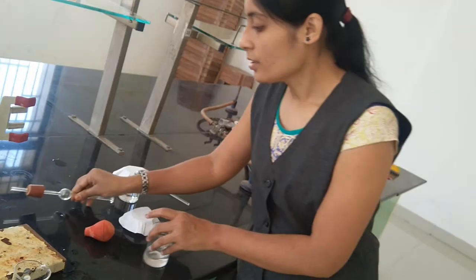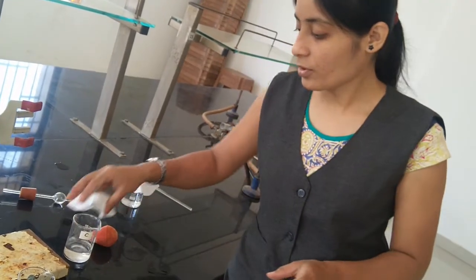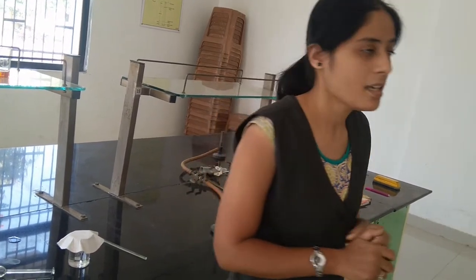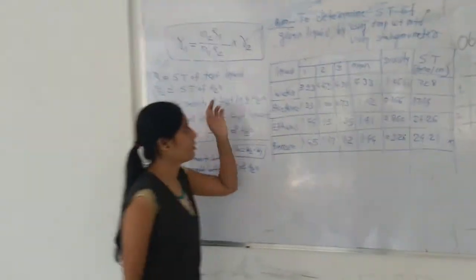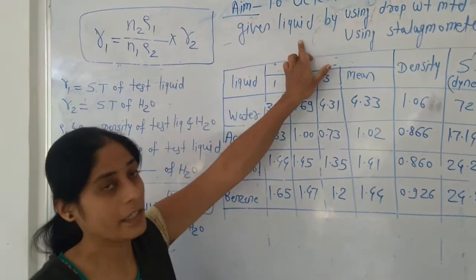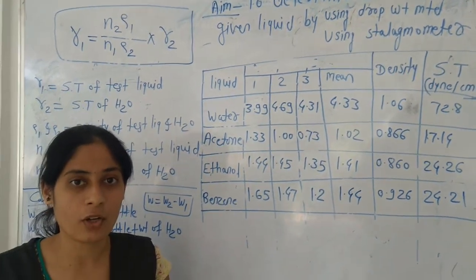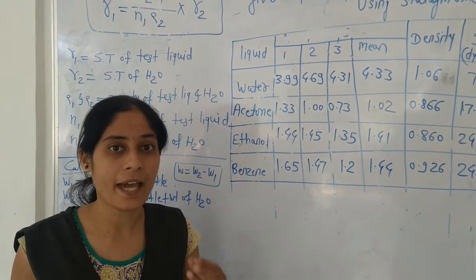After the readings are found, that is, after we weigh the 30 drops of water, acetone and benzene solvents, we write down the weights directly in the chart, and using the weight of the 30 drops we calculate the surface tension by the drop weight method. See here in the calculation part, we have to calculate the surface tension of the given liquids by using the drop weight method. So we take drops of solvents and weigh them directly.